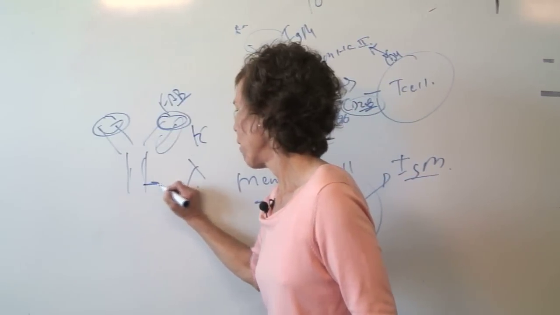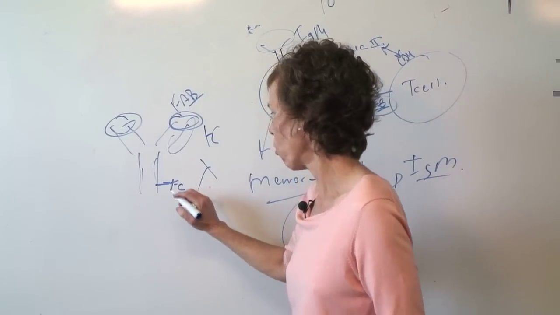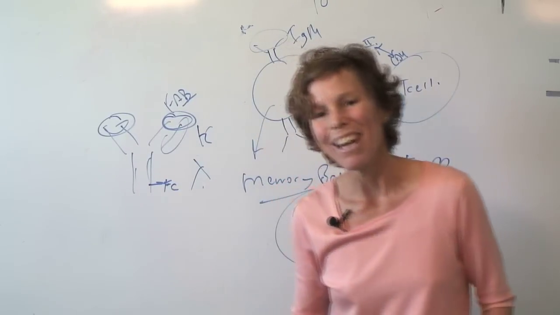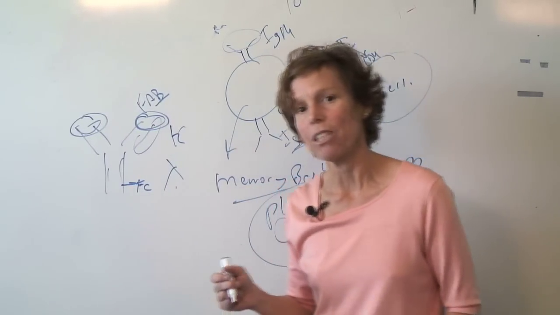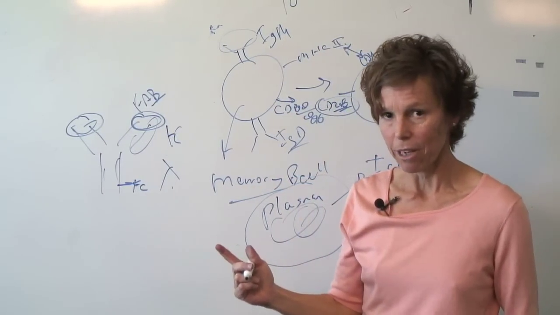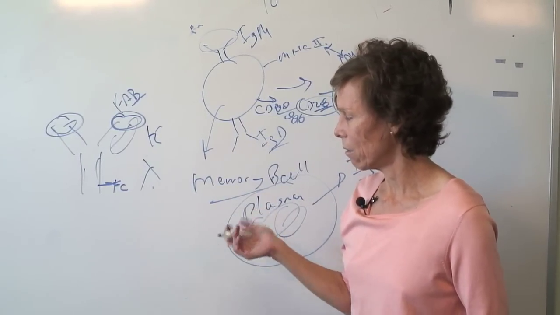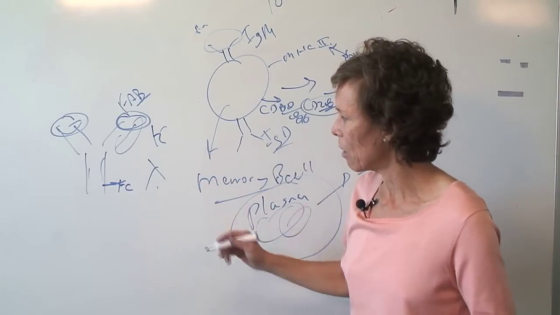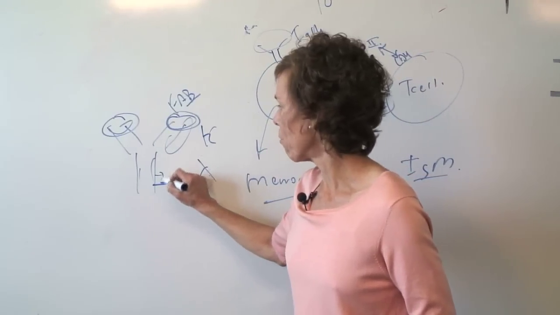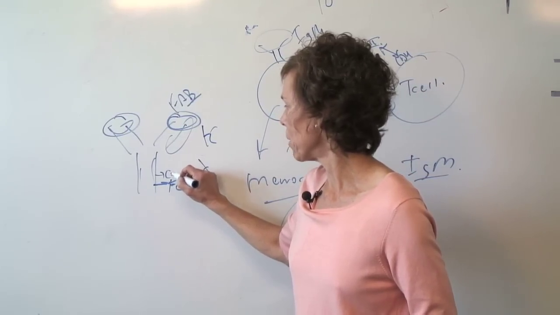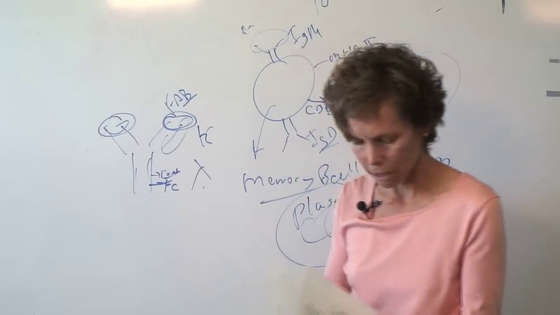In this part, you have an Fc portion, not receptor. Remember, the macrophages have an Fc receptor, the NK cells have an Fc receptor, and then of course you've got mast cells and eosinophils. But you also have a complement section here, also binding to complement.